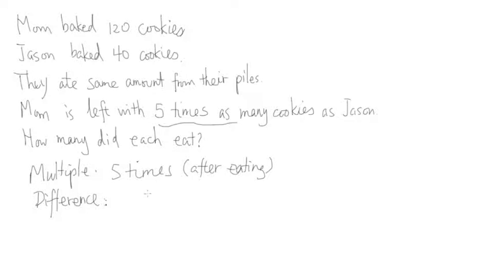So this is actually nice because originally the difference is, when Mom has a big pie, 120, right? And Jason has a smaller pie, 40 of them. And the difference is 80. So 40, and this will be 40 and 80. But they ate the same amount. So Mom ate this amount, Jason ate this amount, same amount. So the difference will remain the same.